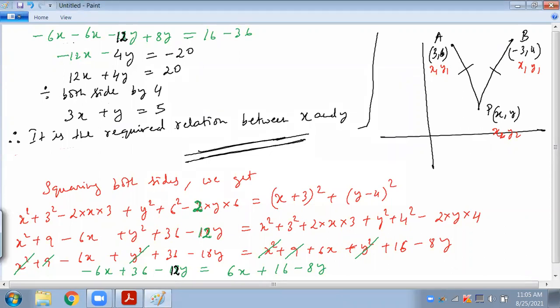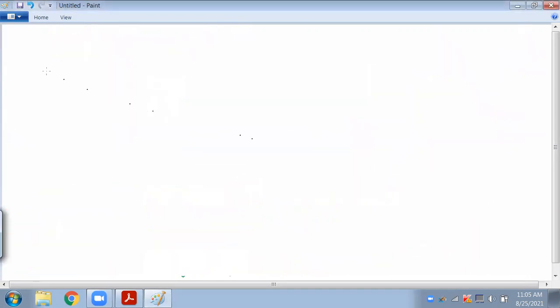So I'm rubbing it. Now next, before taking the next exercise, you have to know one more formula, that is the section formula. Now what is section formula?